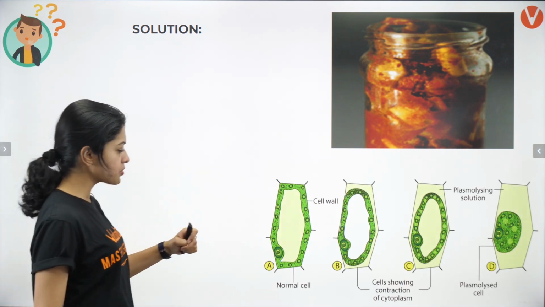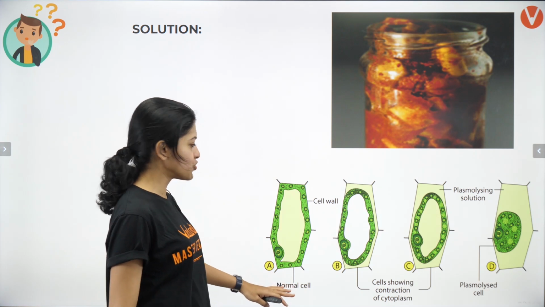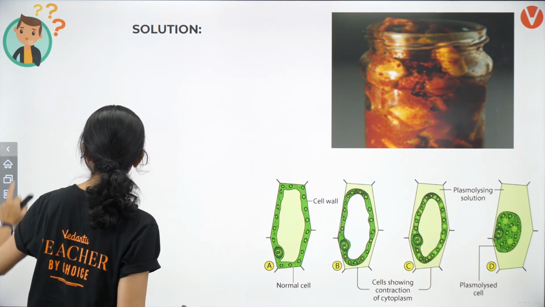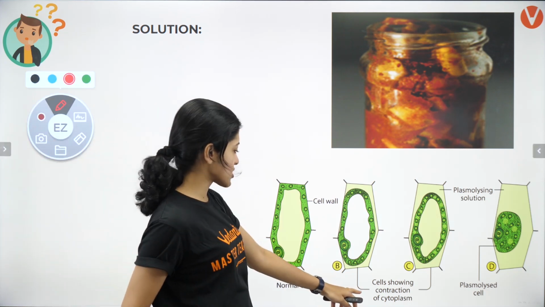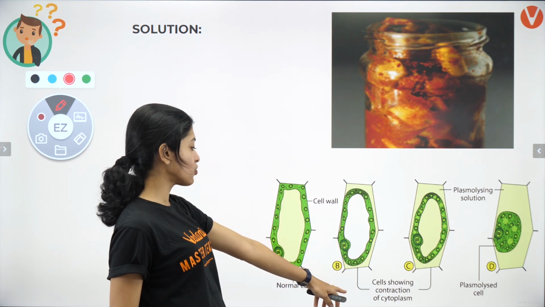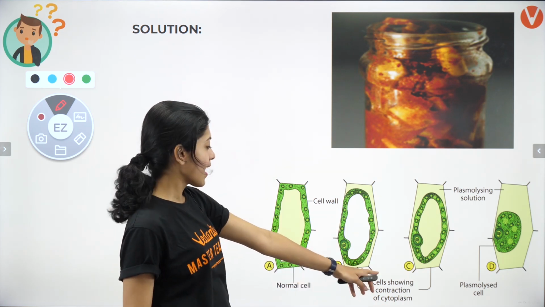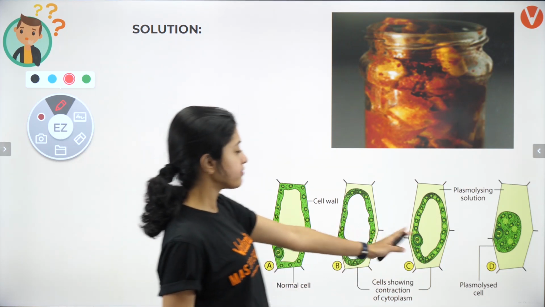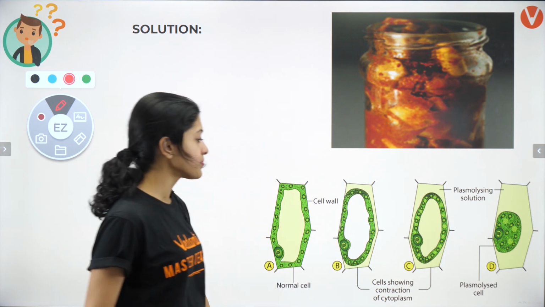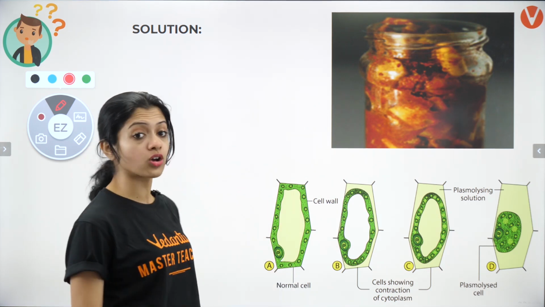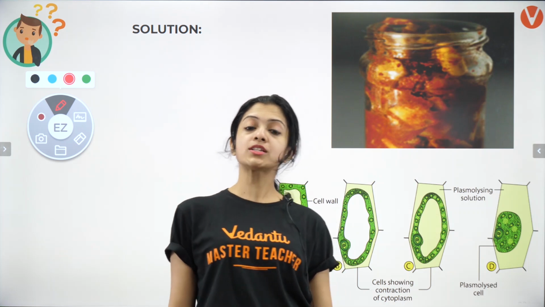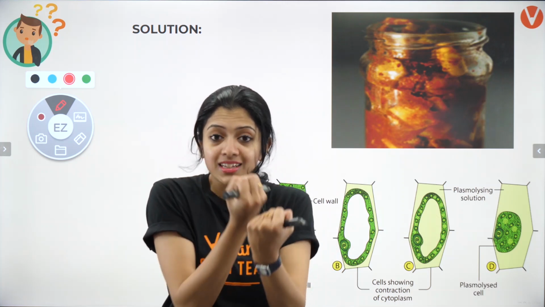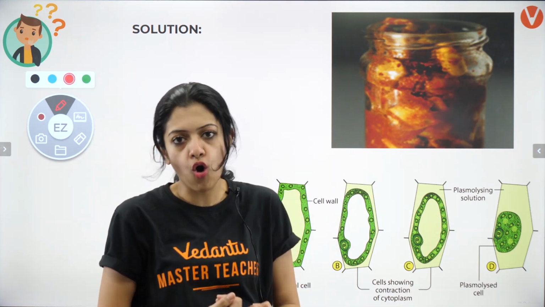Okay, so now have a look at this. This is a normal cell that I've shown you here. This is the cell wall, the green structure there. And now here what happens? The cells are showing contraction of cytoplasm. B and C both show the contraction of cytoplasm. And finally, here you have a plasmolysed cell. Plasmolysis is happening. What happens when plasmolysis occurs? All the contents inside the cell shrink inward away from the cell wall.